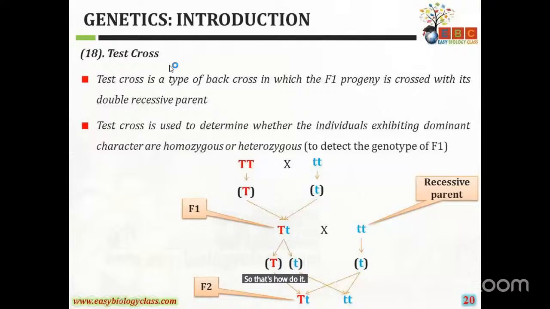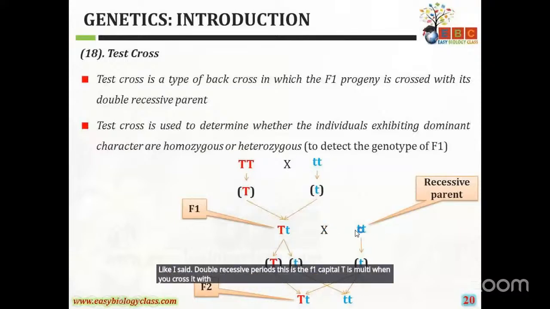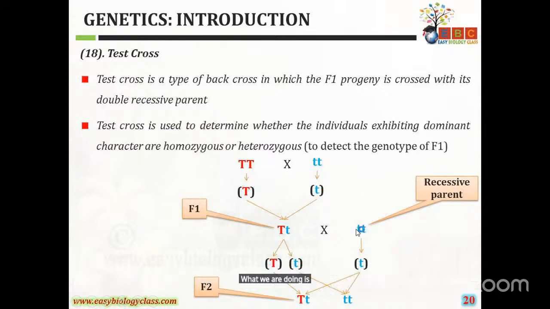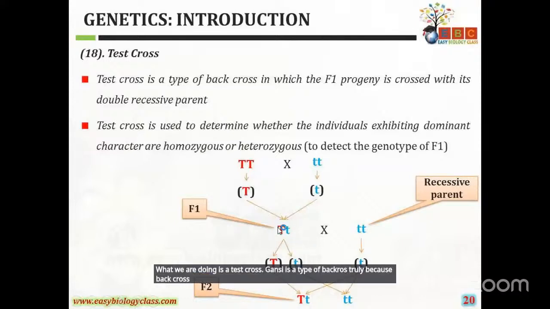Now I said test cross. The test cross is a type of backcross. Okay, it's a type of backcross in which the F1 progeny is crossed with its double recessive parent. So this is the F1, capital T, small t. When you cross it with the double recessive parent, what we are doing is a test cross. You can see it's a type of backcross, truly, because backcross is this with either of the parents. But when it is with the recessive parent, then that is test cross.